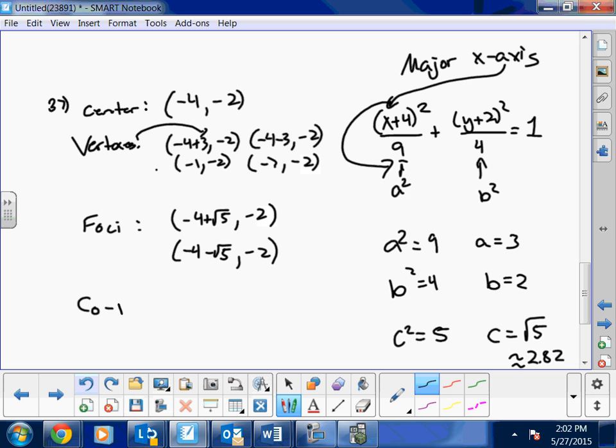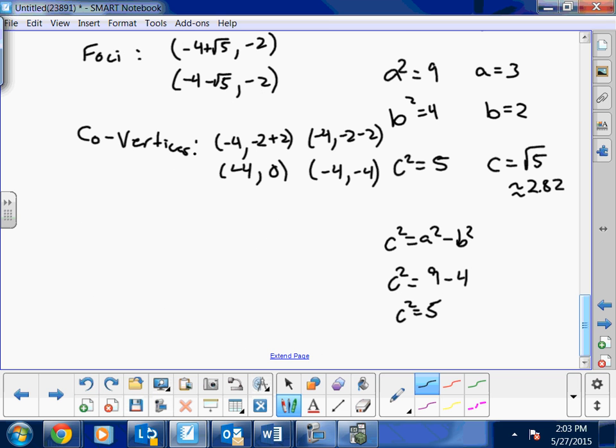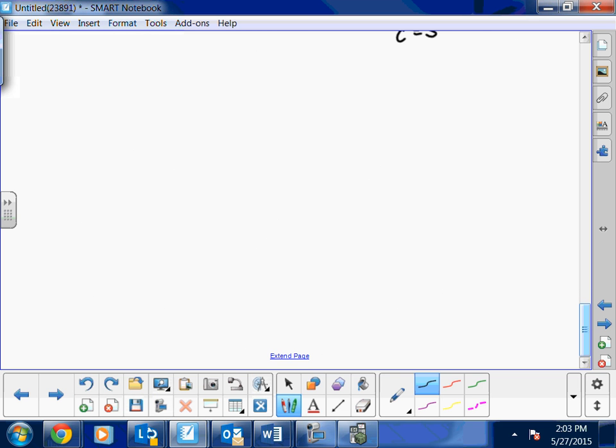My co-vertices are going to follow off the y because of the location of it, so it's going to be -4, -2 plus 2, and -4, -2 minus 2. So we'll have -4, 0, and the other one's going to be -4, -4. And there's all the points of what they're looking for. All right, let's look at the very last one. They don't ask us to graph it, they just want us to find things.